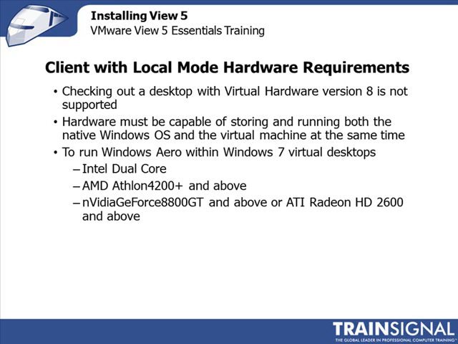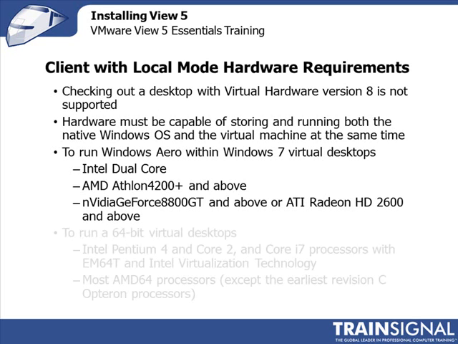So if you want to be able to run Windows Aero or Windows 7 virtual desktops within local mode, you're going to need at least an Intel dual-core processor or an AMD Athlon 4200 or above. And for the GPU chipsets, you need to be running the NVIDIA GeForce 8900 GT or the ATI Radeon HD 2600 or higher in order to allow that.